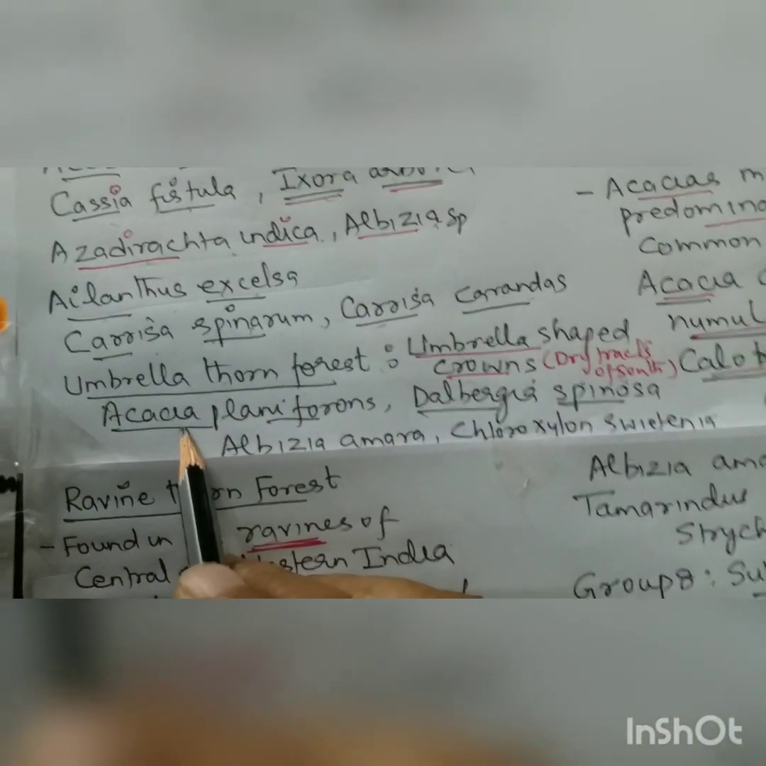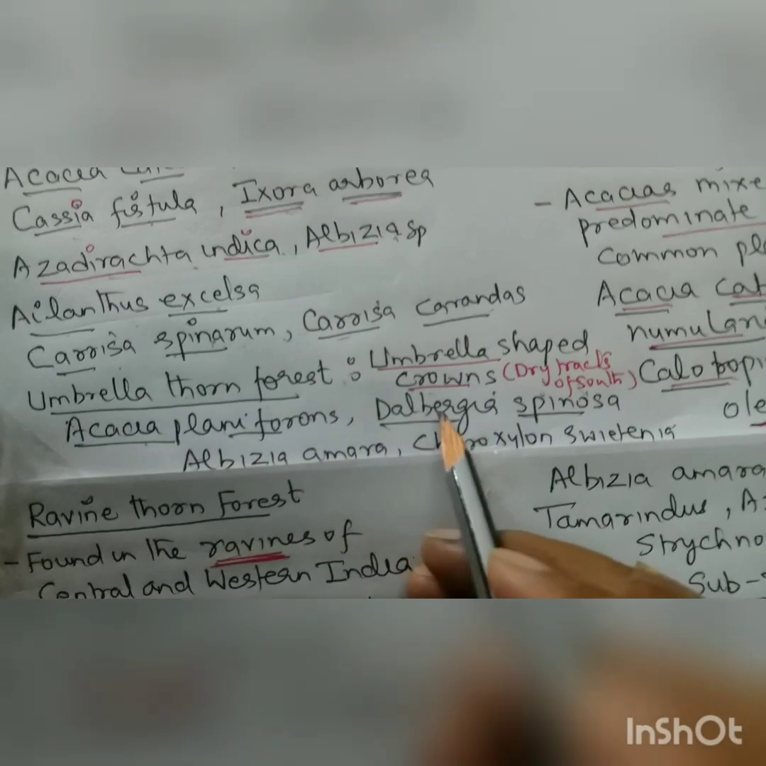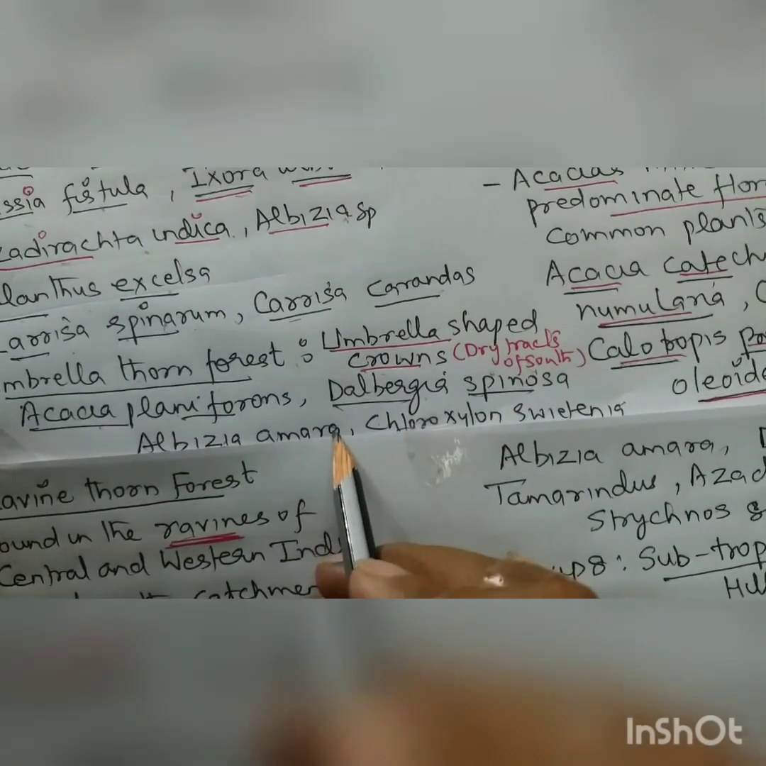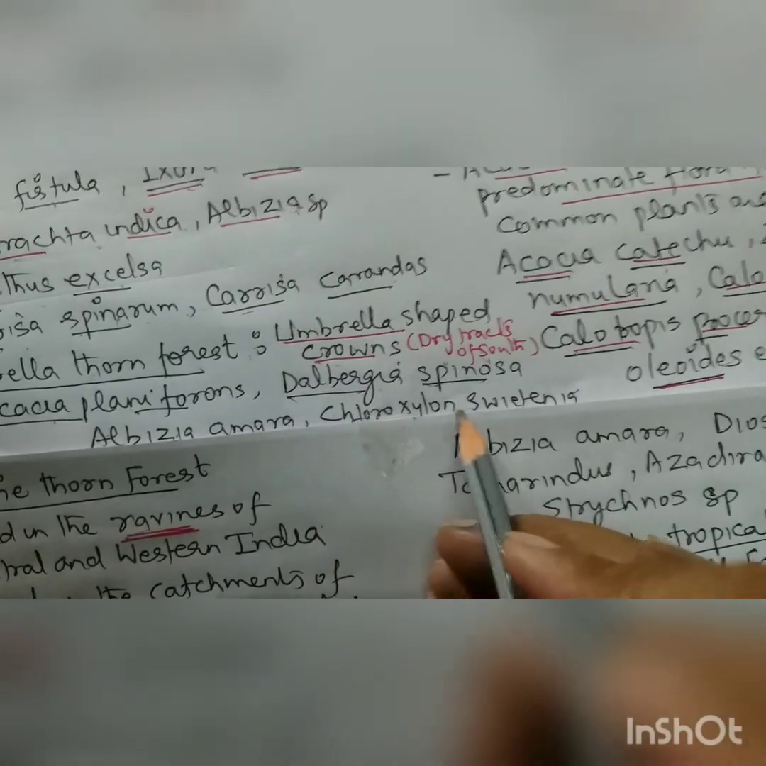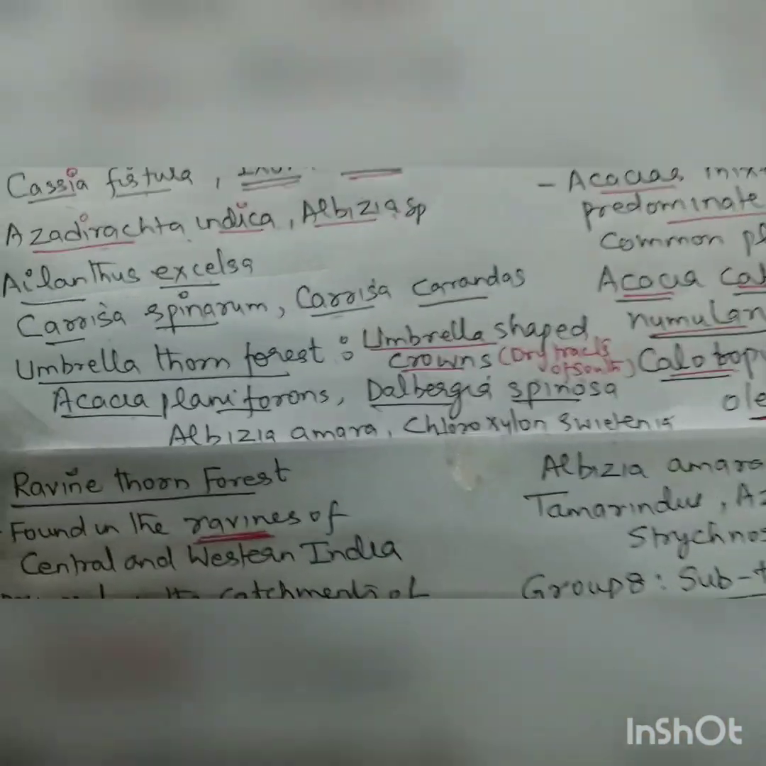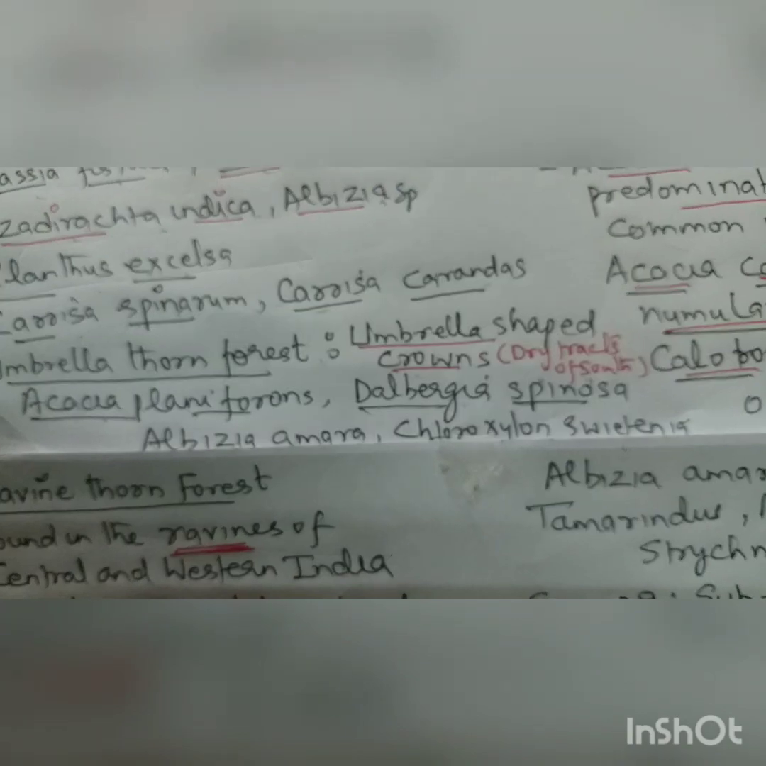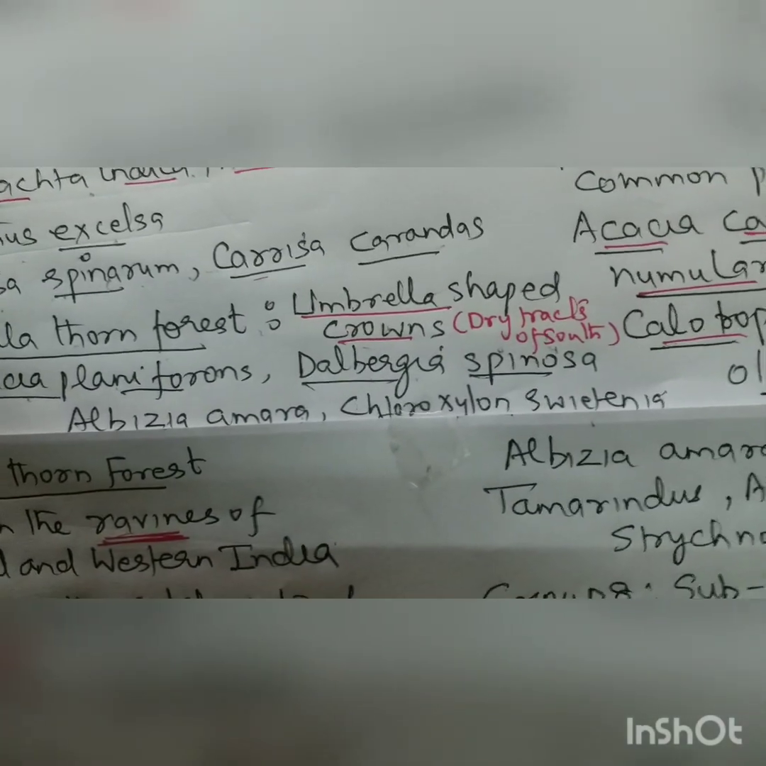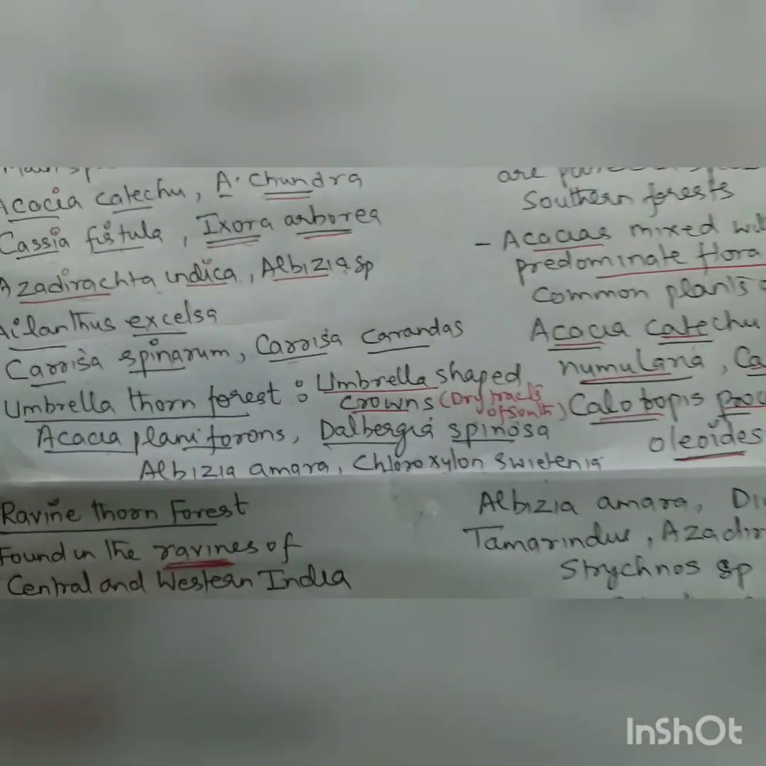It consists of species like Acacia planifrons, Dalbergia spinosa, Albizia amara, right? Chloroxylon swietenia. So four species: Acacia planifrons, Dalbergia spinosa, Albizia amara, and Chloroxylon swietenia. So this is the umbrella-shaped forest. Now we are coming to the next, that is the desert thorn forest.